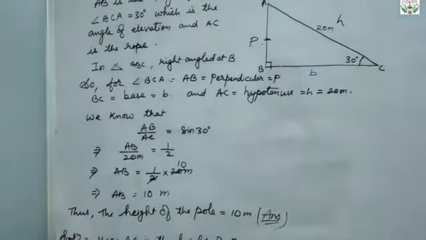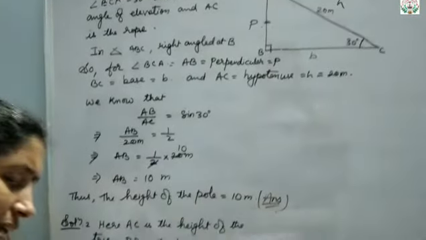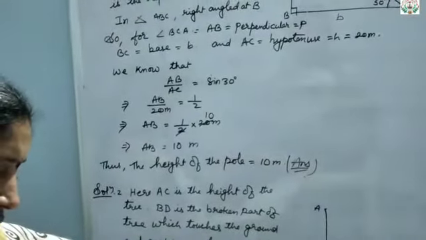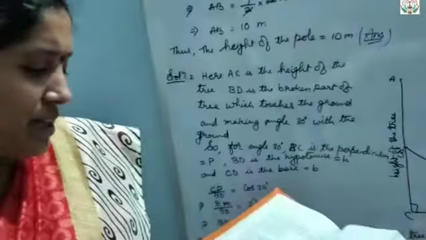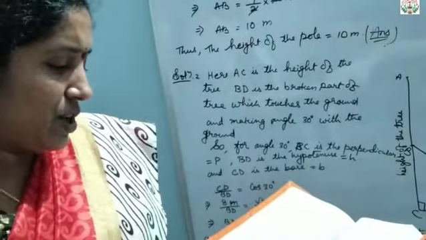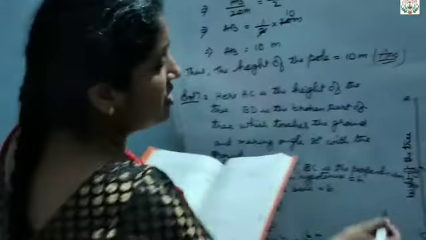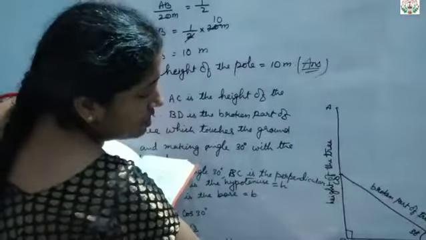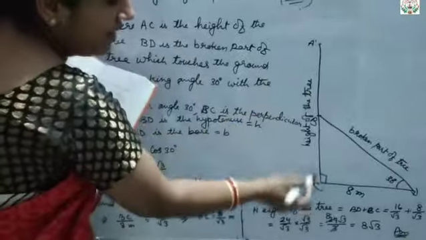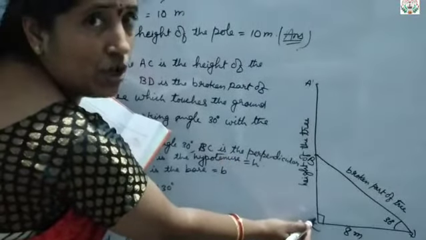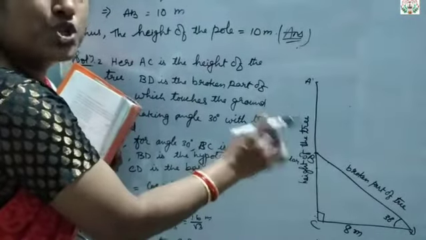Now the second question we can see here. Again a tree breaks due to storm, and the broken part bends so that the top of the tree touches the ground, making an angle 30 degree with it. Now you can see this is the tree. This AC is the tall tree, which broke because of the heavy storm.